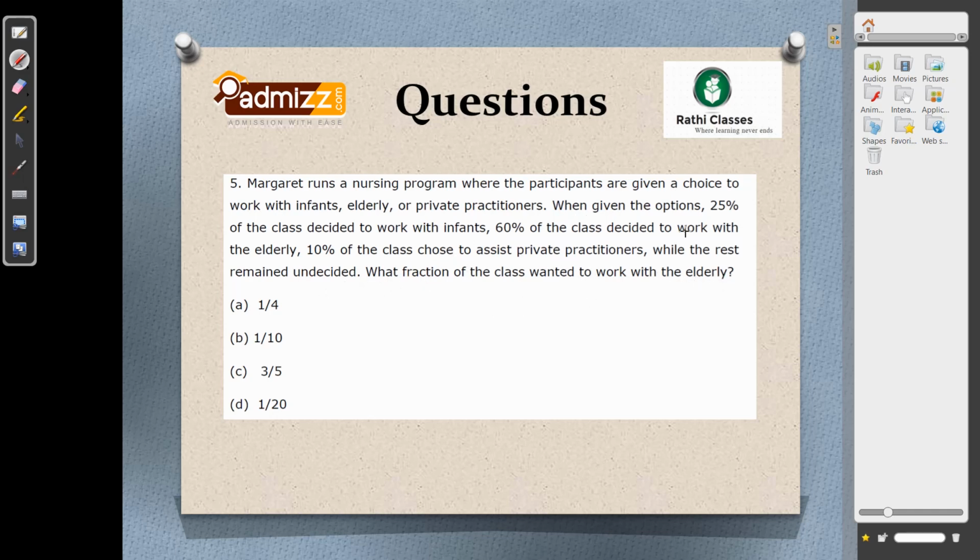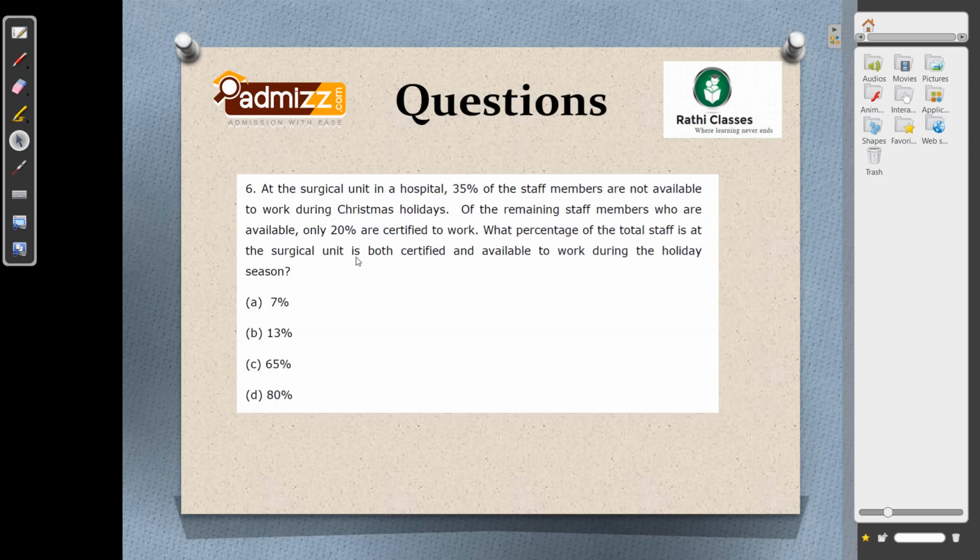As you can see, elderly is 60%, that is 60 by 100. 60 by 100 is nothing but 6 by 10, that is 3 by 5. So the question was so lengthy, but the solution is hidden here, that is 60 by 100, which gives 3 by 5. This kind of problem is expected, and you need to read the question very carefully and read very fast, as you have only 1 minute to attempt one problem. Moving on to the next question.